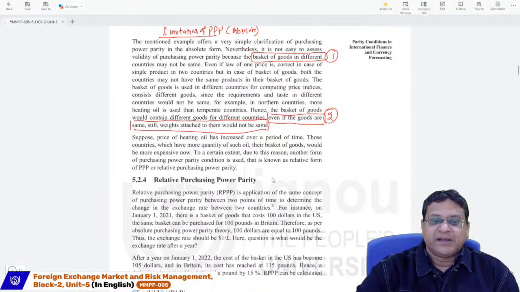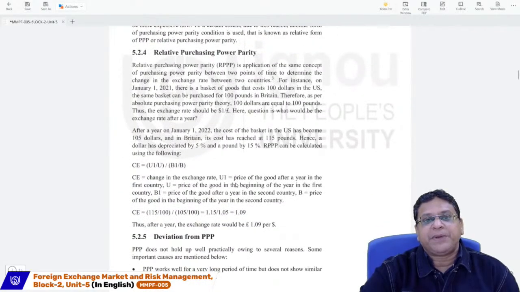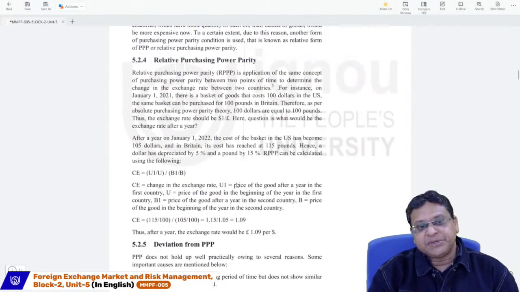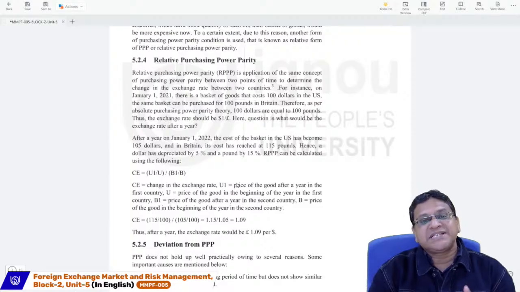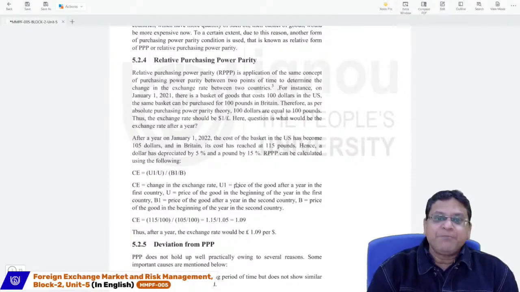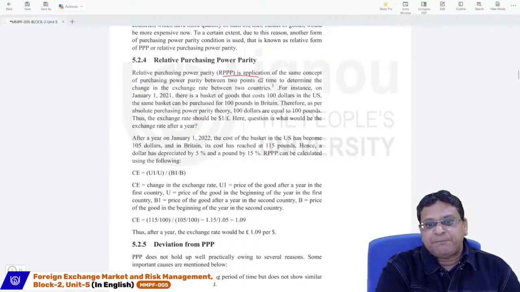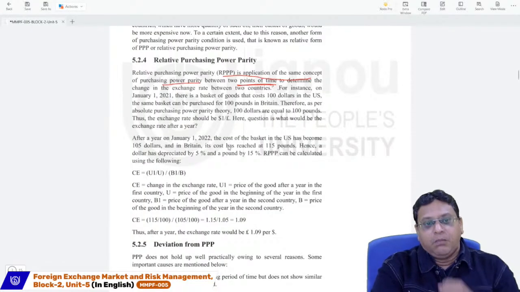Next theory we will discuss is relative purchasing power parity theory, or RPPP theory. We know that absolute purchasing power parity theory tells the relationship between price and exchange rate at a single point of time. But relative purchasing power parity theory explains the same concept over 2 points of time. What are 2 points of time? There will be 2 time frames.